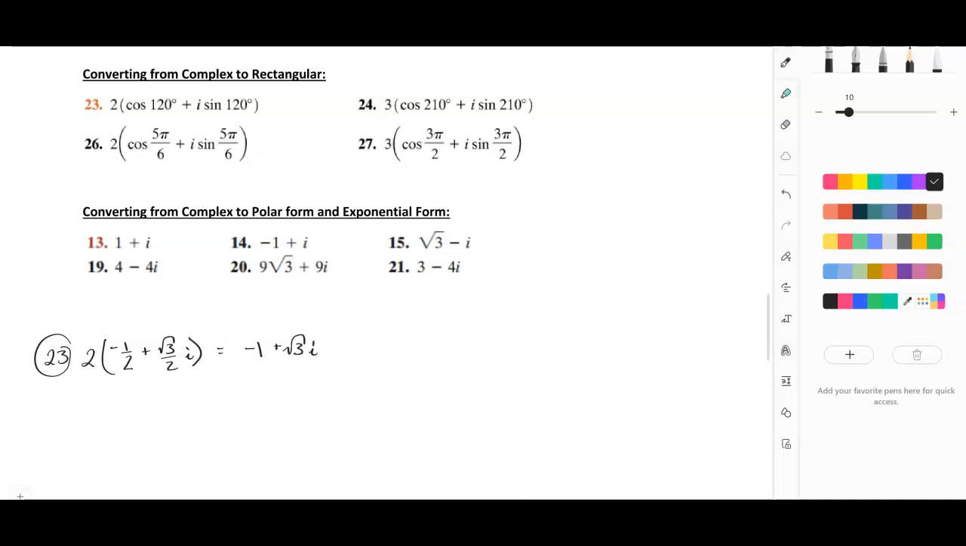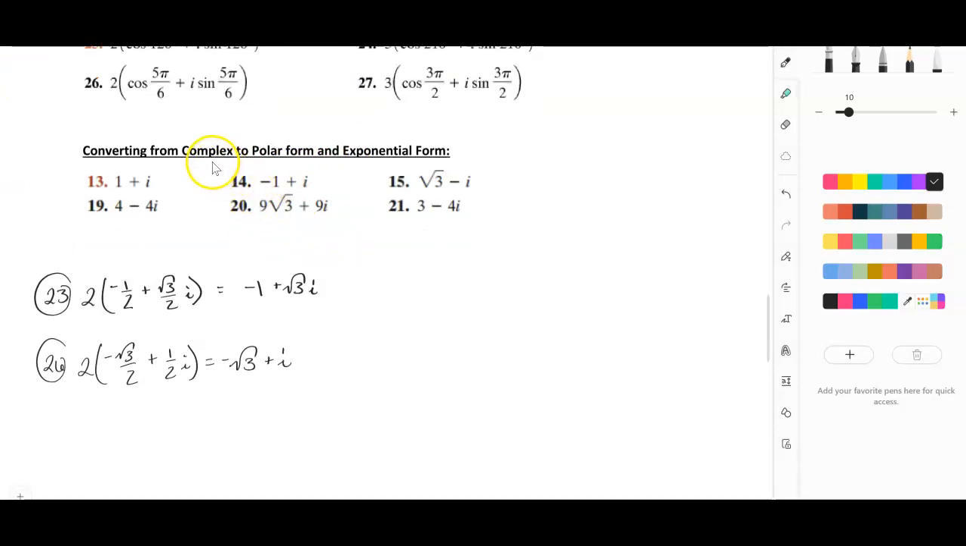So we've taken this from sines and cosines to something without sines and cosines, all by simplifying. 26 is going to work the same way. That radius is 2. Cosine of 5 pi over 6 is negative square root of 3 over 2. Sine of 5 pi over 6 is 1/2. And I'm just going to distribute that 2 through. So there's my point.